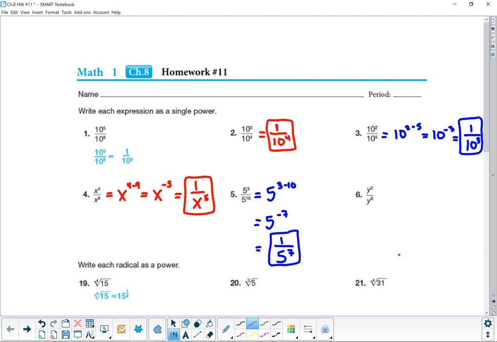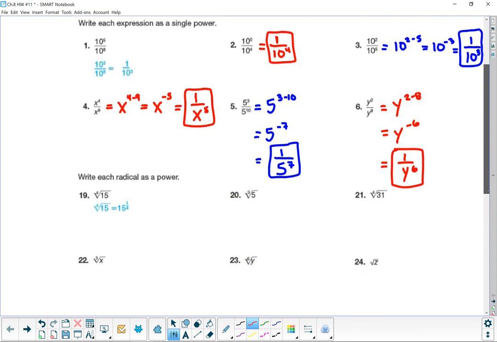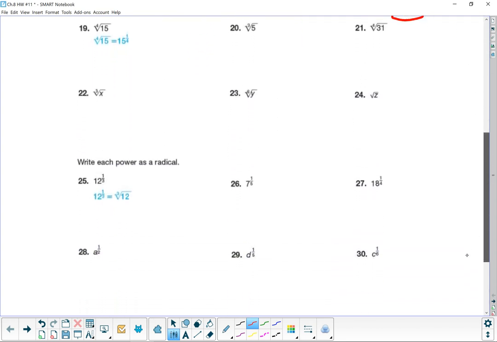Number 6, y to the 2nd over y to the 8, is going to equal y to the 2 minus 8, which is going to equal y to the negative 6, which is going to equal 1 over y to the 6. That's your final answer. I think those were the hard ones. The rest of them, and some of you already finished this in class, go much, much faster.